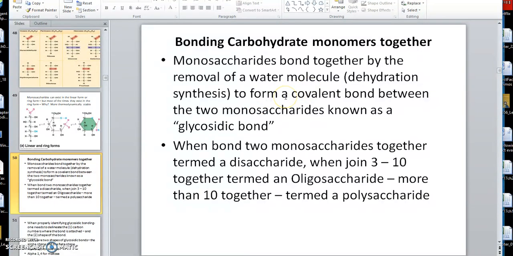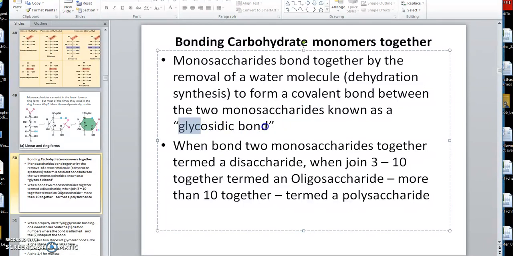I told you before that organic chemistry is covalently bonded. So that bond would be a covalent bond between them. But the bond would be what we'll call a glycosidic bond. The glycosidic bond is only used to hook monosaccharides together to form a polysaccharide.